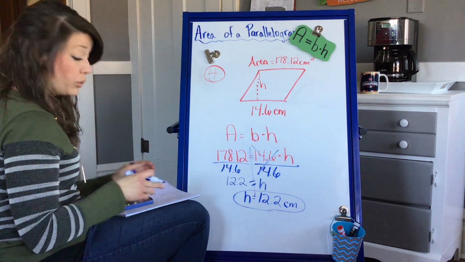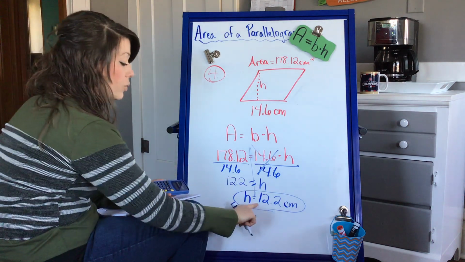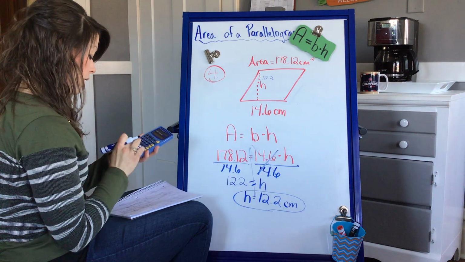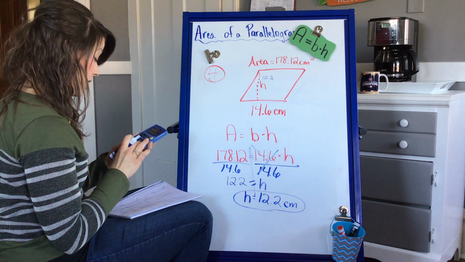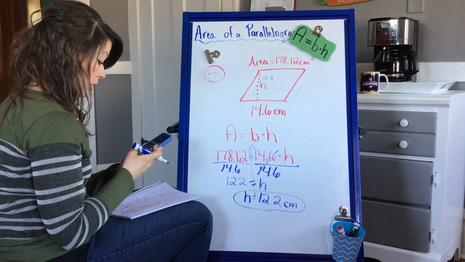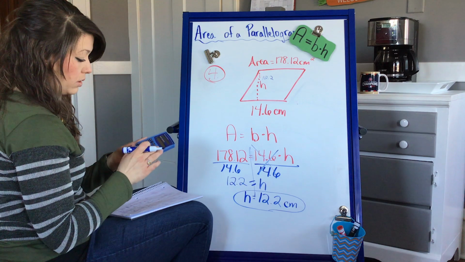Okay, now again, if you want to be really, really cautious, you can go back through and check that. So we know our height is going to be 12.2. We could actually put that back in, 14.6 times 12.2, and you should get the answer that I gave you. I'm going to click equals, 178.12, so I know my answer is correct.